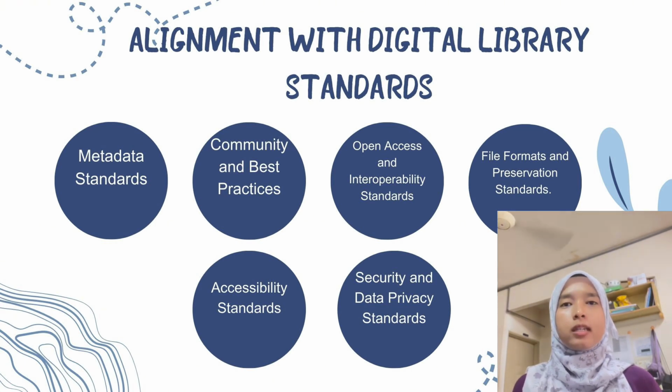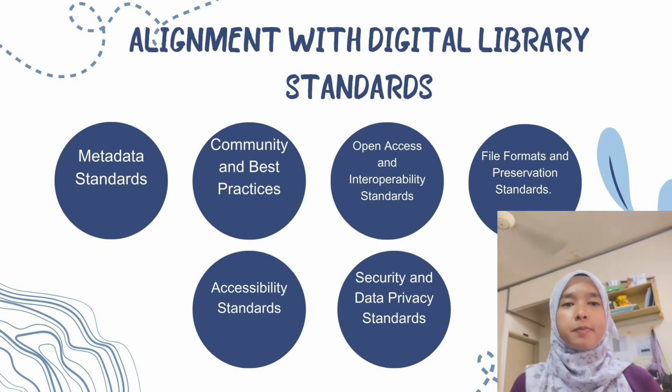The third one is File Format and Preservation Standard. To ensure uniformity in digital content, the library will use open standards such as PDF for document preservation, JPEG for image compression, and MP4 for video content. The fourth one, accessibility standard. The digital library will conform to Web Content Accessibility Guidelines 2.1 to ensure inclusivity.